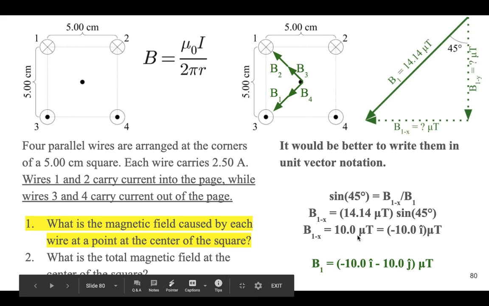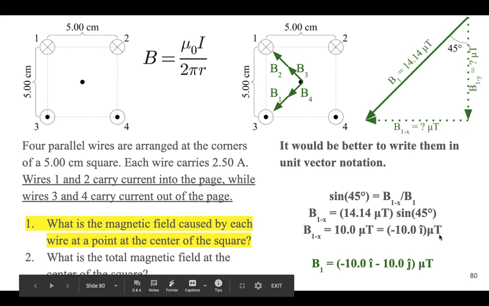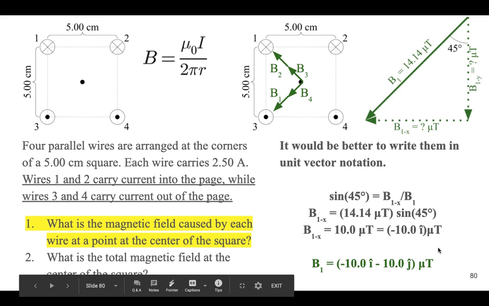So that was 10 microtesla. And then I'm going to look at my step 0 and figure out the direction. So it's 10 microtesla, but it's to the left. So I should really make this negative 10 I hat microtesla. And maybe you can convince yourself quickly that if this is 10 microtesla to the left, well, this is a 45, 45, 90 triangle. So this side must be 10 microtesla down. So now I've got this guy.